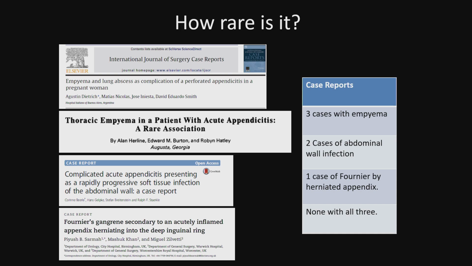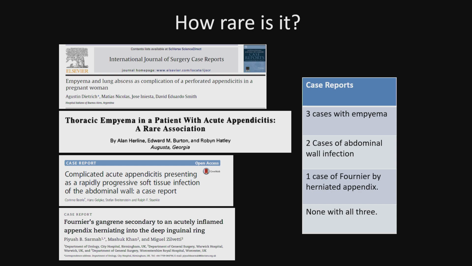I made a complete research for this case, how is this case so difficult, if this is a common case happening throughout the world, and actually just came with 3 cases with empyema, 2 cases of abdominal wall infection, 1 case of a Fournier gangrene after an appendicitis, but the appendicitis was an AMART appendicitis, so it was herniated through the testicle. So well, it's kind of an obvious thing that will happen if that's the case. And there was no clinical report of this with all these 3 things.